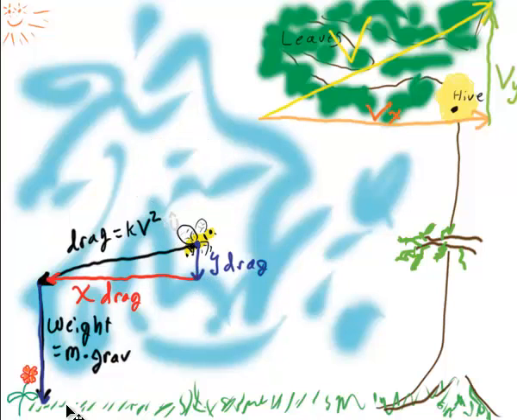So right now, nowhere near 0. Got quite a force vector. It's going to have a negative y component that's a little bit greater than the weight of the bee, and a negative x component that's exactly equal to the x component of the drag on the bee.